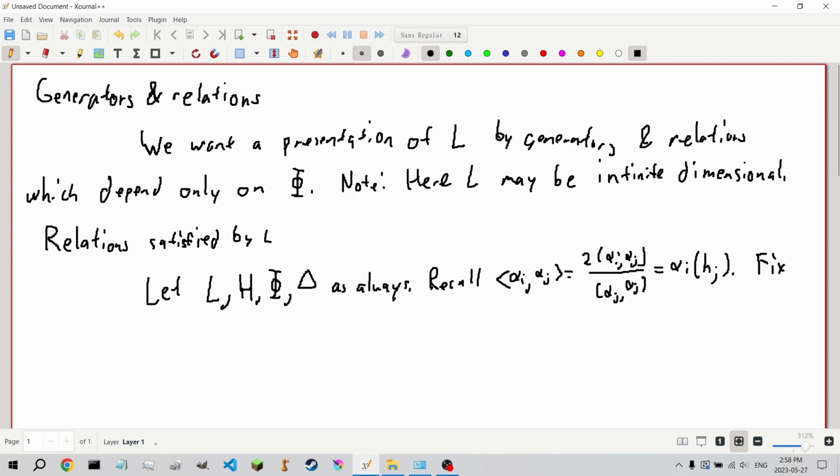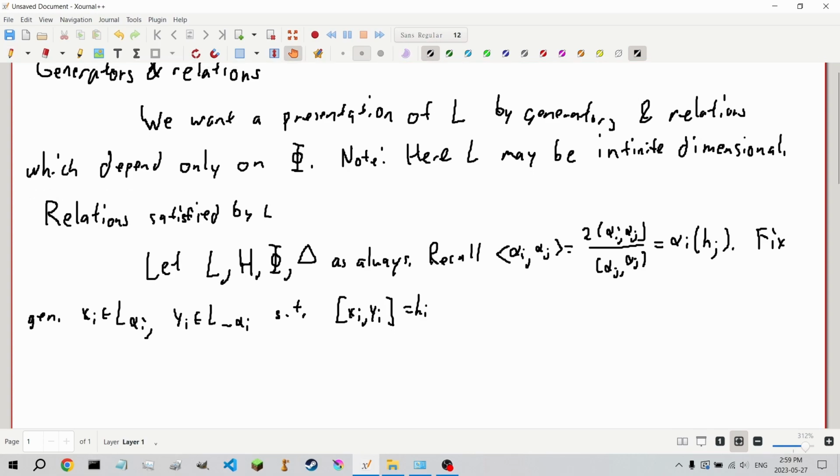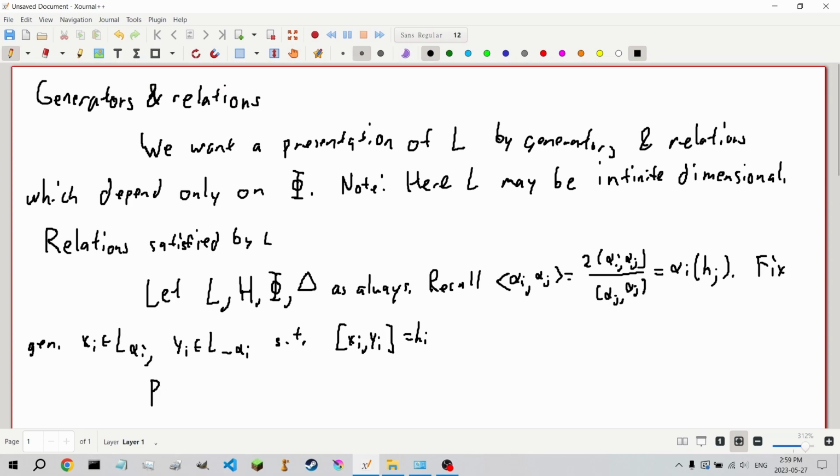Fix a standard set of generators xi in each L alpha i, yi in L negative alpha i, such that these alpha i are from our base too, such that the bracket of each xi with yi is equal to the corresponding hi. And this gives us our first proposition.